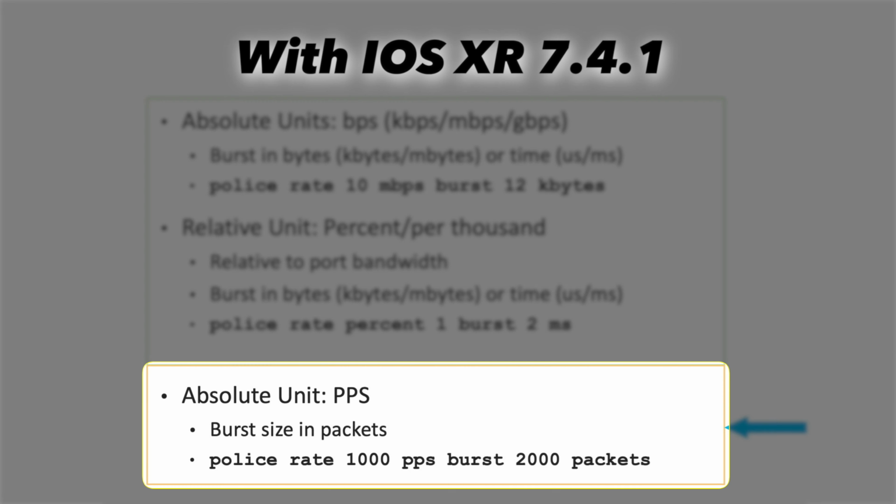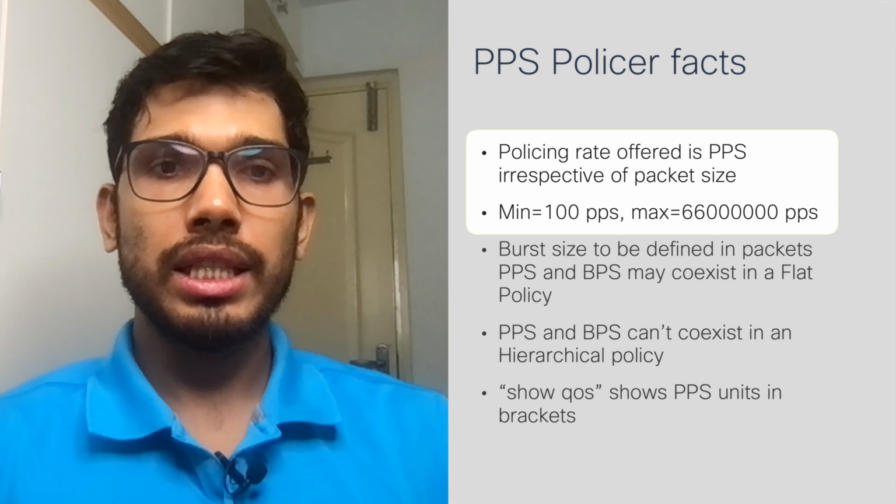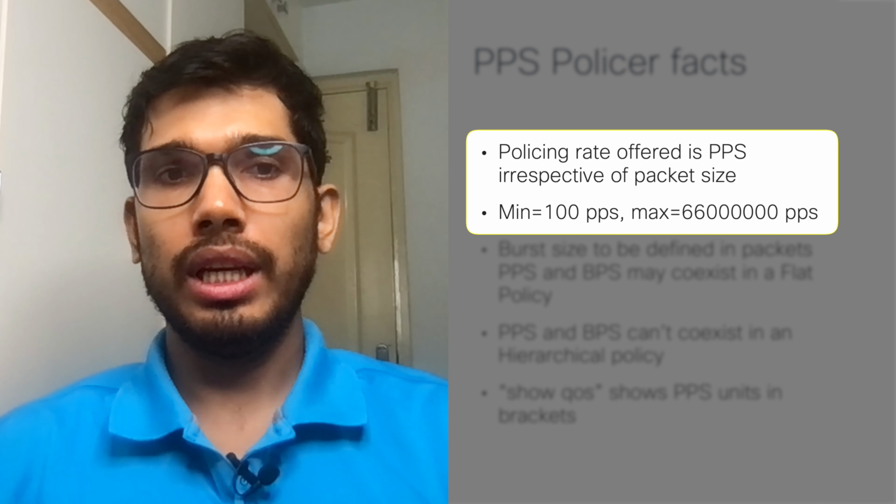The burst size for these policers is also defined in absolute number of packets. The policing rate that is offered is in packets per second irrespective of the size of the packet. The burst size that is defined has to be in packets.